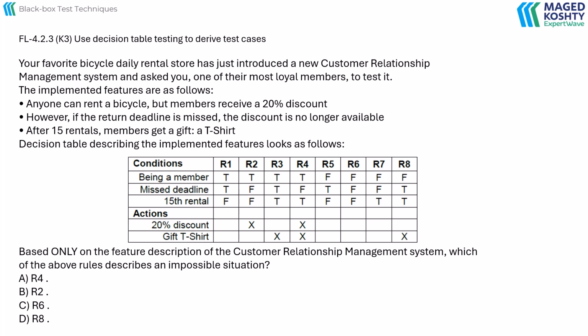Anyone can rent a bicycle, but members receive a 20% discount, and, however, if the return deadline is missed, the discount is no longer available, are applied correctly in the 20% discount row. After 15 rentals, members get a gift, a t-shirt, is applied correctly in R3 and R4, and is applied incorrectly in R8 as a non-member can't get a t-shirt. R8 is the one that we are looking for. Correct answer is D.